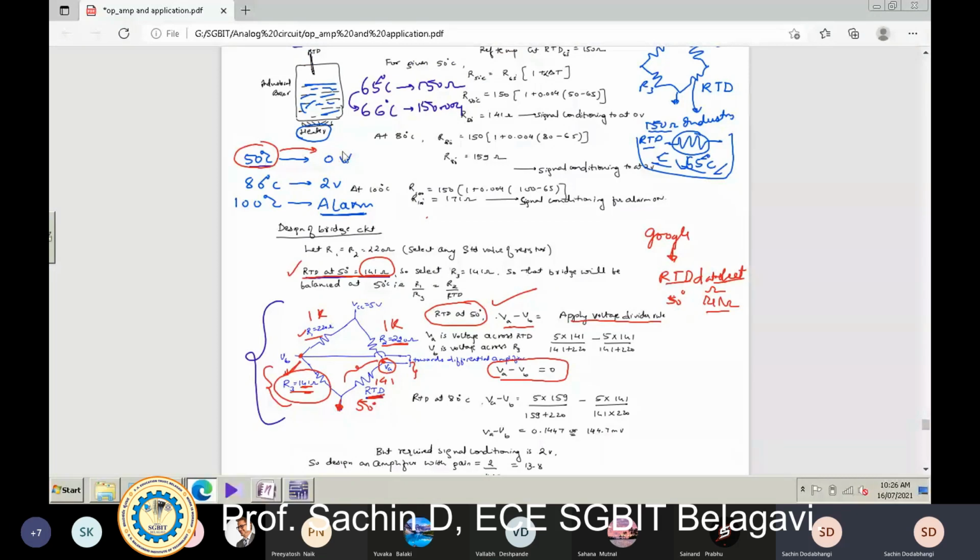Now suppose the RTD is changed to 80 degree centigrade. For 80 degree centigrade, the resistance of the RTD is 159.